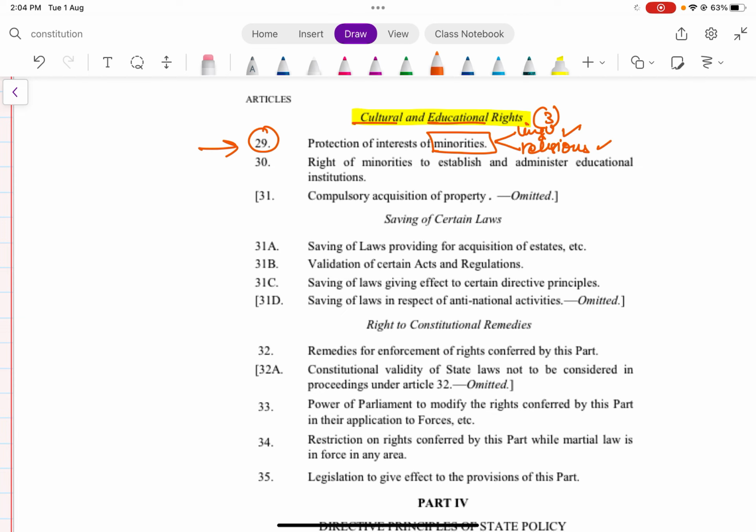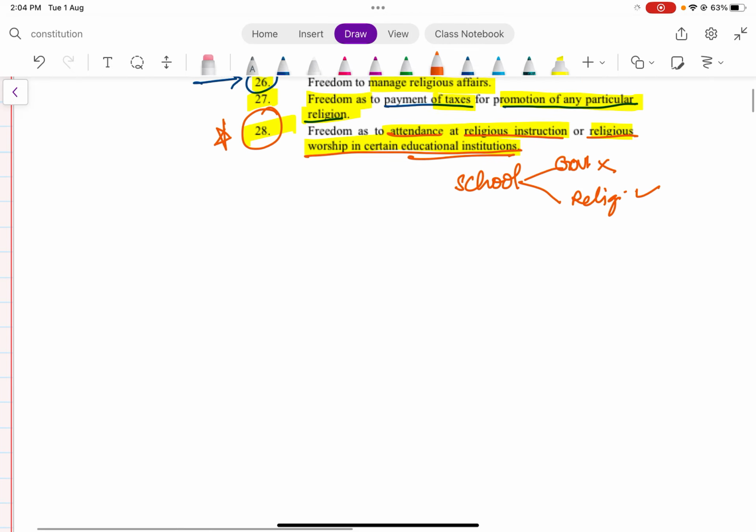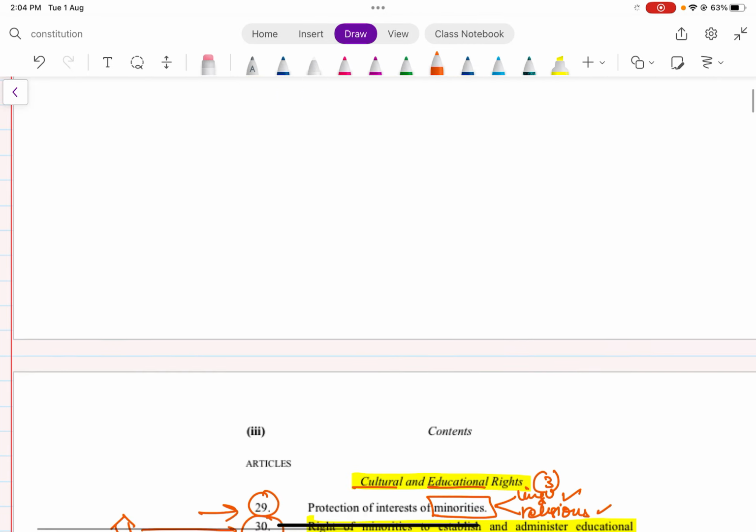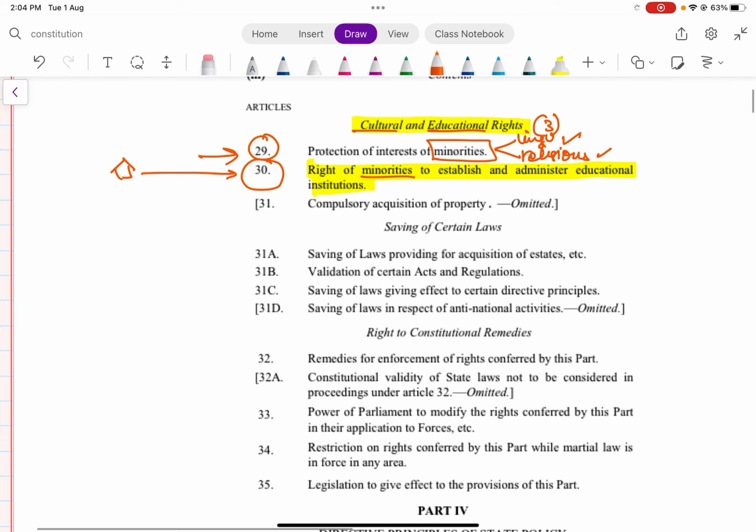Cultural and educational rights, minorities. 30 is the right of minorities to establish and administer educational institutions. Again, very important. If you have actually applied for the institution under Article 30, then your Article 28 will also kick in. Okay, educational institution. So the right of minorities to establish and administer educational institutions, that is under Article 30.